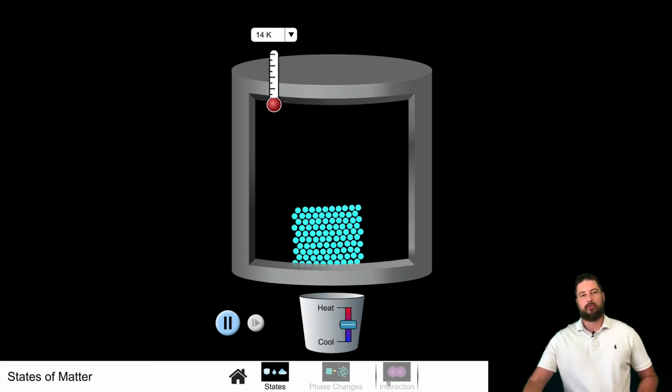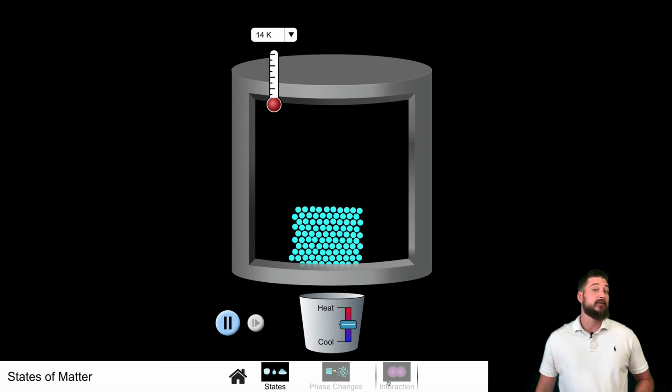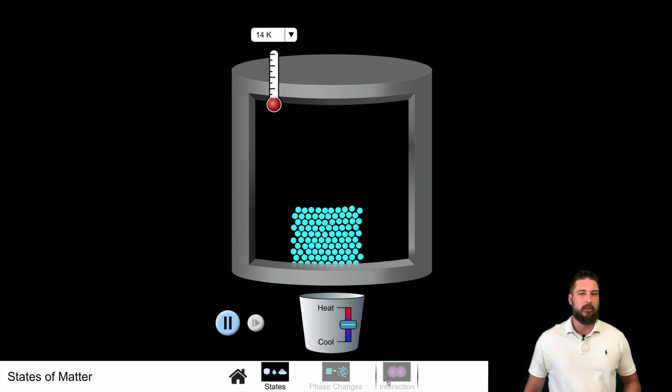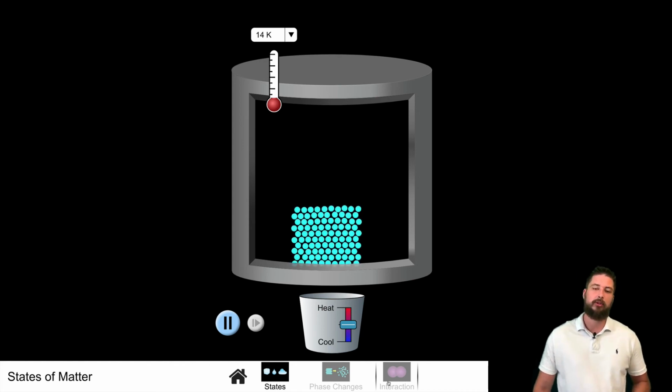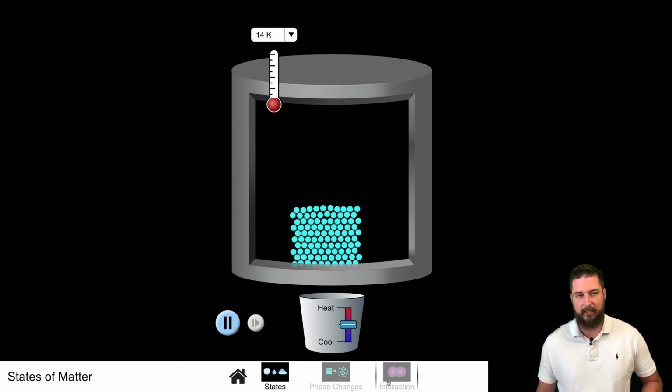Today what we're going to do is learn the different states of matter and how the particles are arranged in the states of matter. Go ahead and take a look at the simulator that's on the screen, and I want you to ask yourself, does this represent a solid, liquid, or gas?